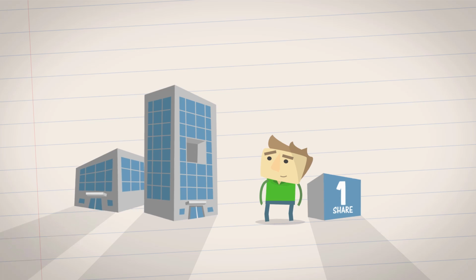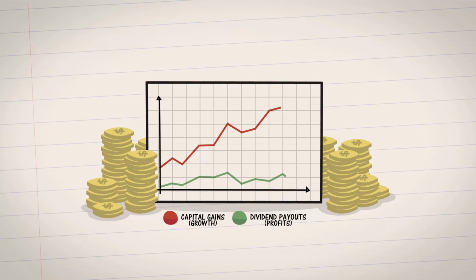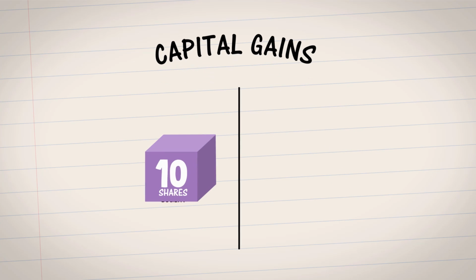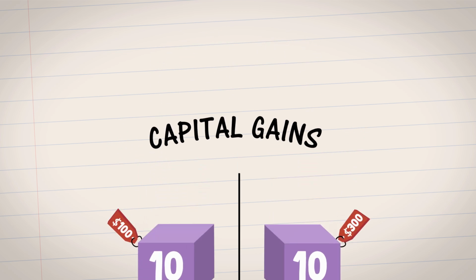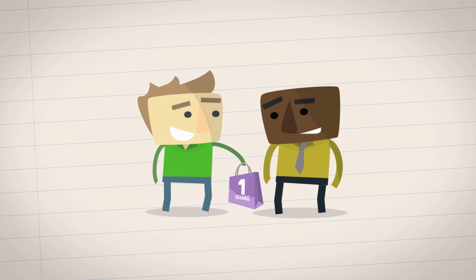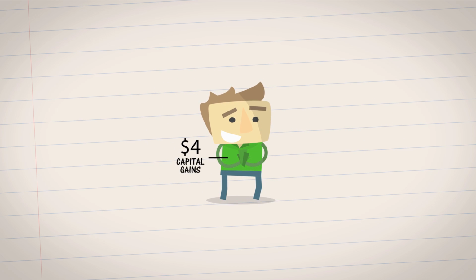Owning shares allows you to benefit from a company's growth and profits in the form of capital gains and dividend payouts. Capital gains represent the difference between the purchase price of an investment and the eventual selling price. So if you buy one share of a company for $1 and eventually sell that share for $5, you receive $4 in capital gains per share.